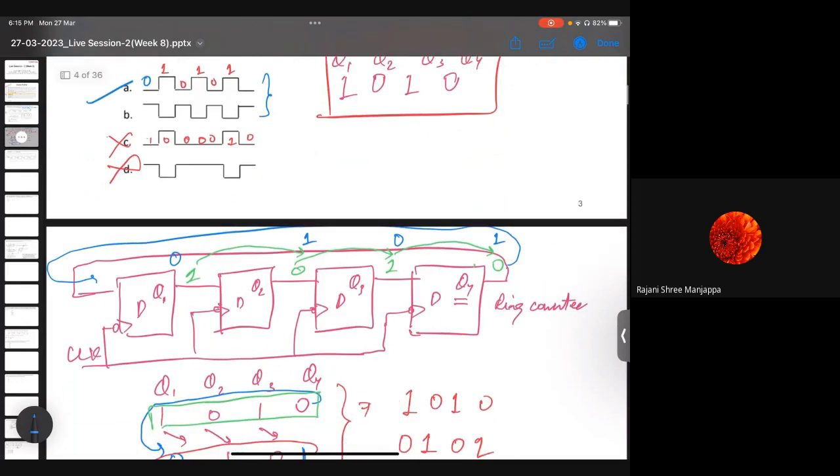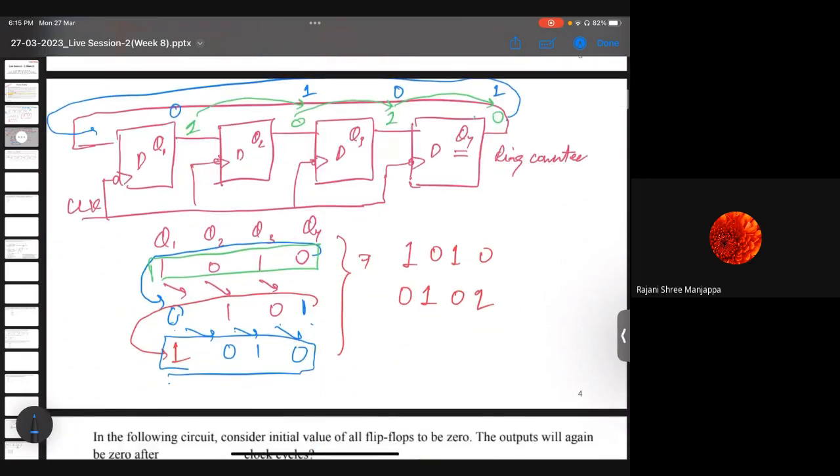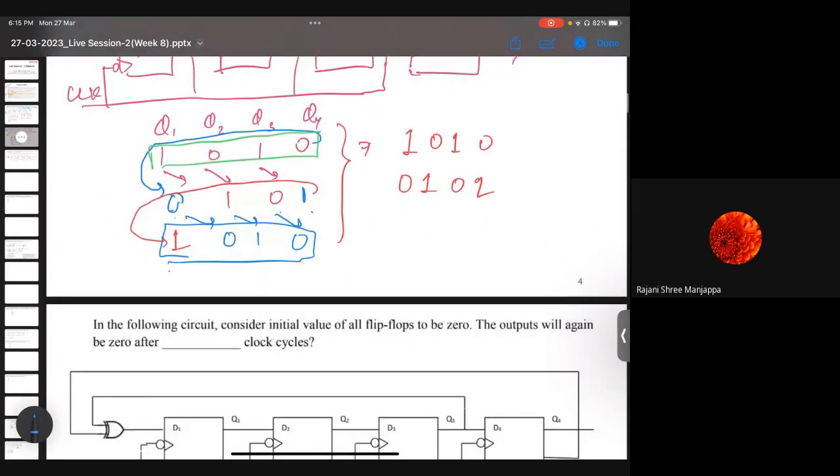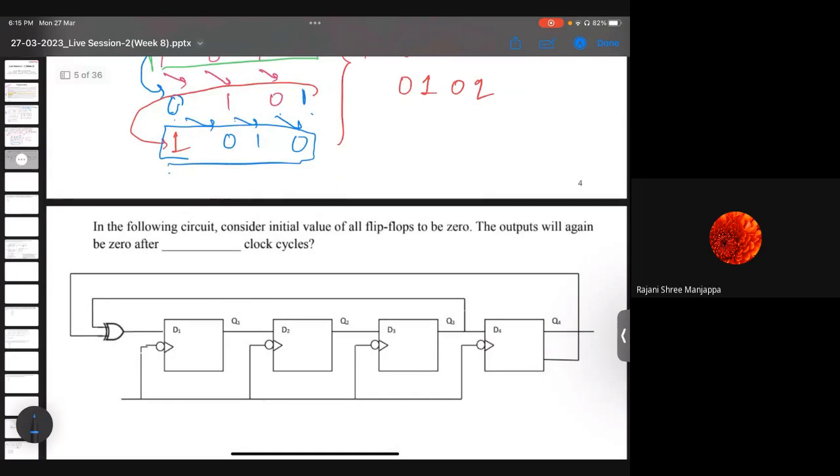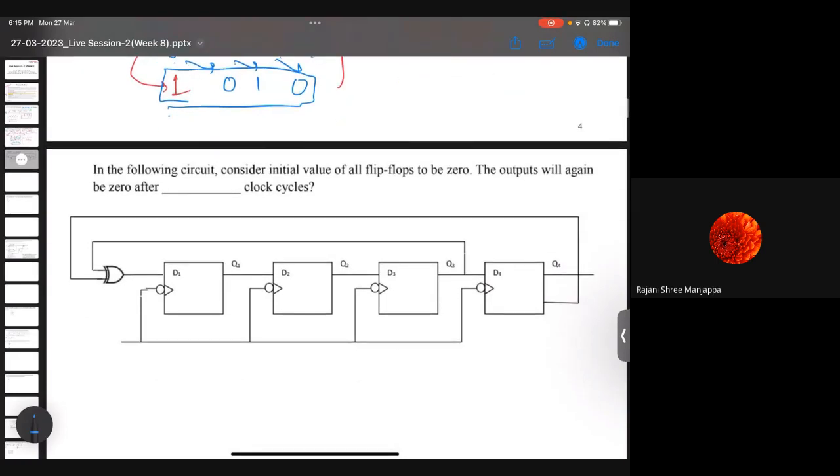Okay. So maybe we can get to the next question now, which is similar to this. Maybe you can try this question by yourself. It says that in the following circuit, consider initial values of all the flip-flops to be zero. So I'll give you a hint. Initial values of all the flip-flops are zero. That means Q1, Q2, Q3, and Q4 are zero. And it is asking the output will again be zero after how many clock cycles.